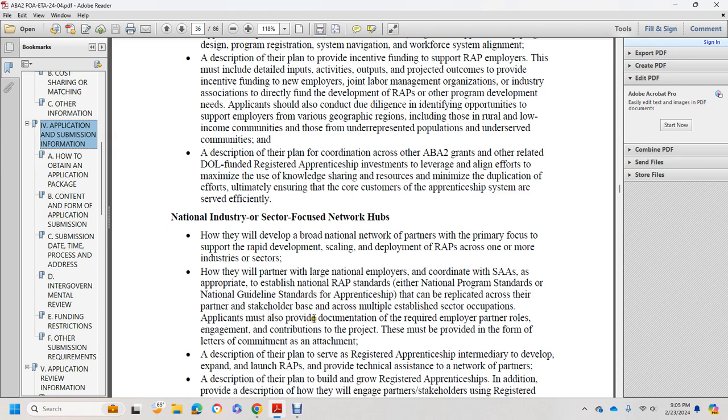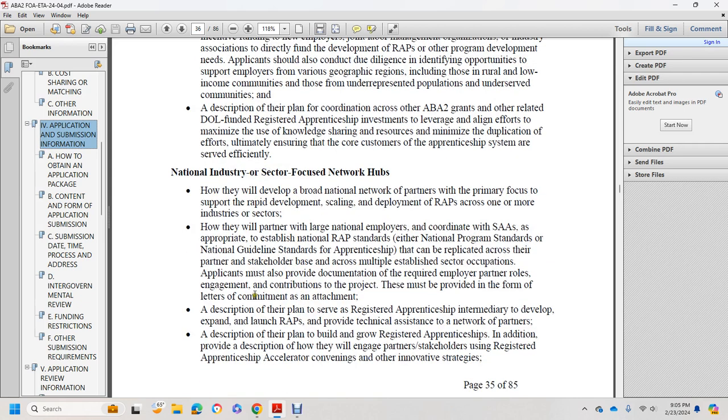Applicants must also provide documentation of required employer partner roles, engagement, and contributions to the project. These must be provided in the form of letters of commitment as an attachment. The description of their plan for registered apprenticeship intermediaries to develop, expand, and launch registered apprenticeship, to provide technical assistance with the network partnership partners, and a description of their plan to build and grow registered apprenticeship.